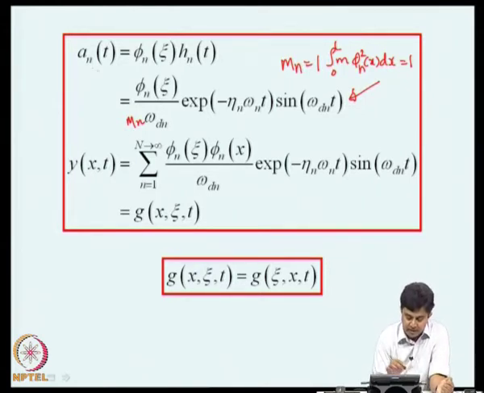We will now substitute A n of t into the series expansion for y of x comma t, and we get this function. This function is again known as Green's function, but it is Green's function in time domain. It is again a function of drive point and measurement point. Now, it is also a function of time. It is again symmetric in x and psi, that is g of x comma psi comma t is g of psi comma x comma t. That means, if you interchange the drive point and measurement point, the Green's function will not change.